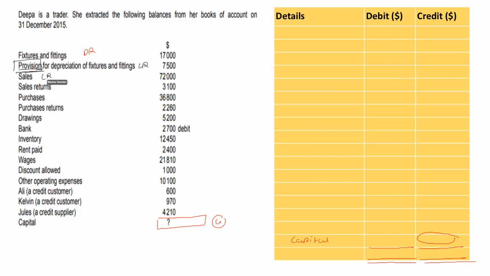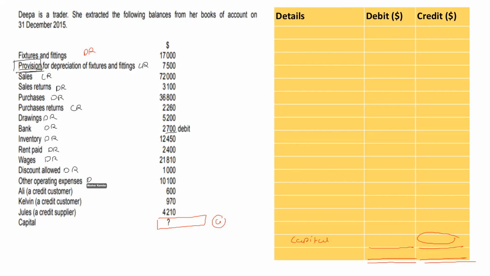Sales, income, credit. So sales return would be debit. Purchase, expense, debit. So purchase return would be credit. Drawings, always debit. Bank, if nothing is mentioned, it is debit, but they've already told you this is debit. Inventory, debit. Rent paid, debit.